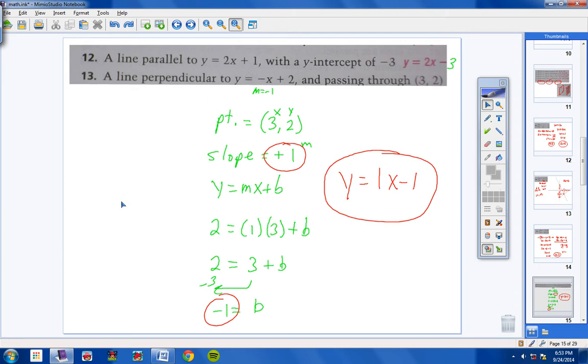Okay. All right. Moving on now to numbers 15 through 18, I believe. 15 through 18.